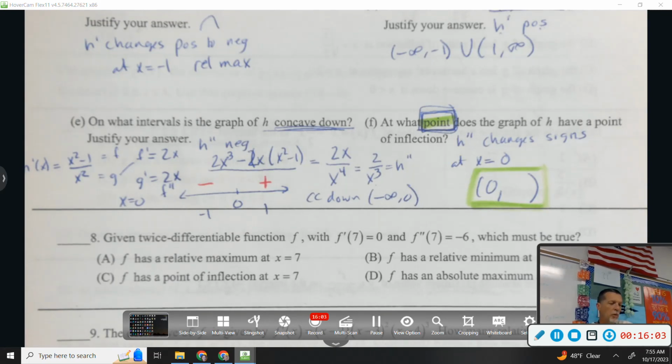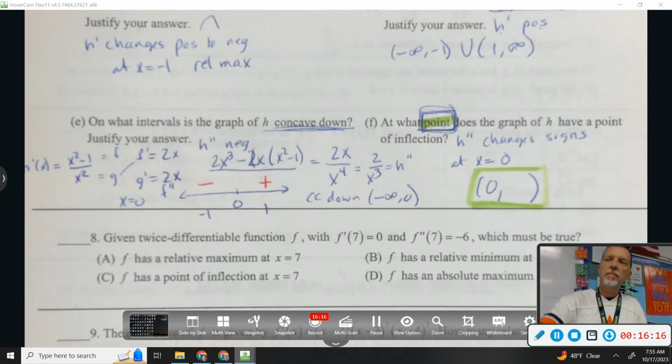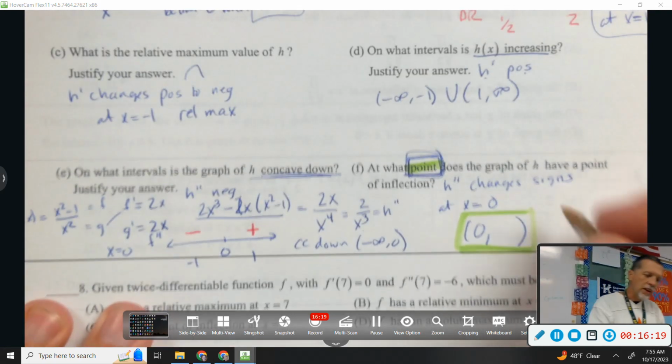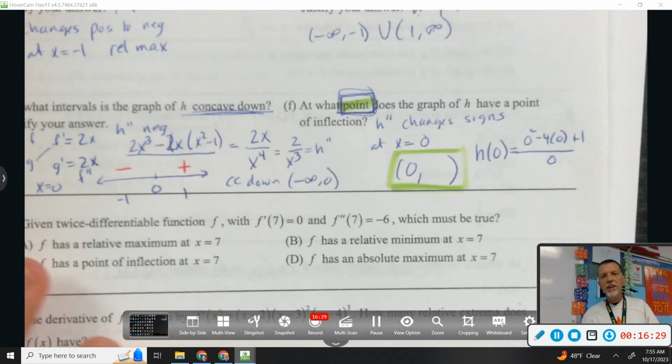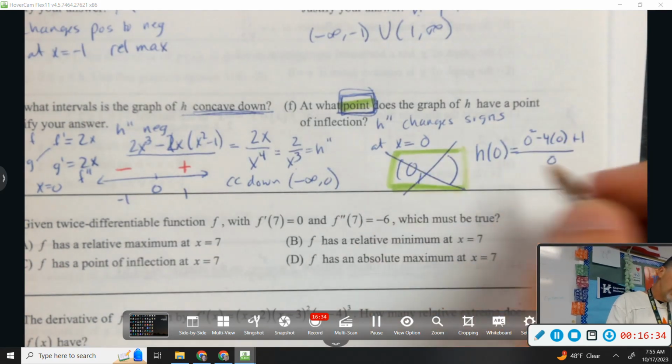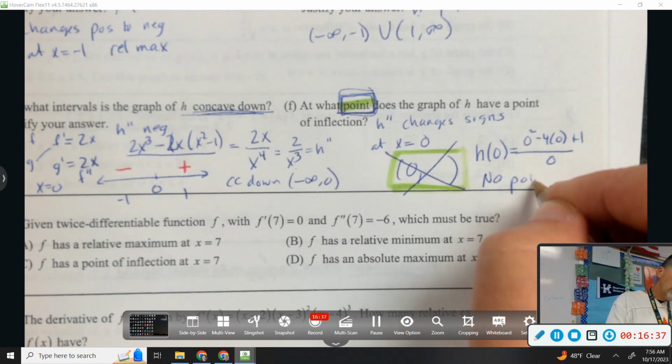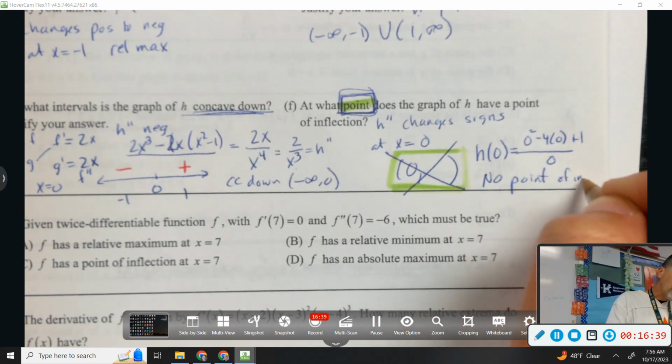Now I've got H double prime and H prime and H. Where's that 0 going? In the original, in the first derivative, or in the second derivative? In the original. So if I plug it into the original, H of 0, 0 squared minus 4 times 0 plus 1 all over 0. Uh-oh. I can't divide by 0. So there is no point of inflection.